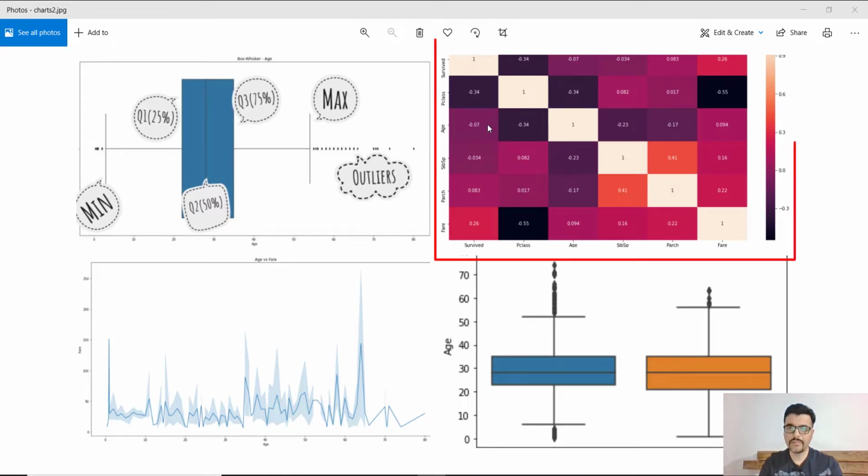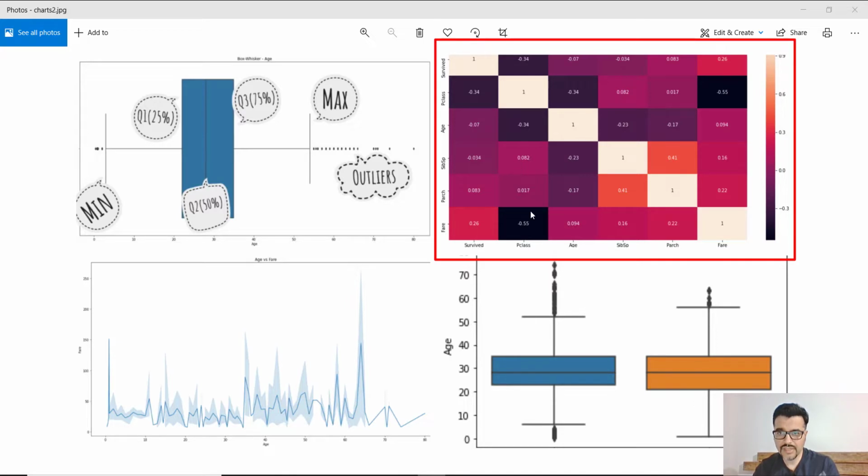Now let's look at heat map. The plot at the top right corner of the screen is showing the heat map. Heat map identifies the correlation between two variables. A positive value in the heat map indicates positive correlation, and negative indicates negative correlation. Positive correlation means when one variable goes up, the second variable also goes up, so it is a kind of direct relationship between them.